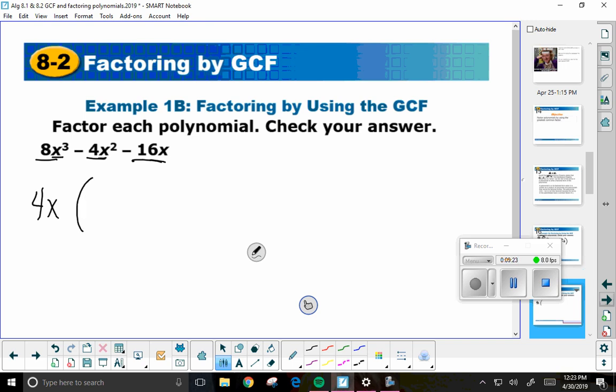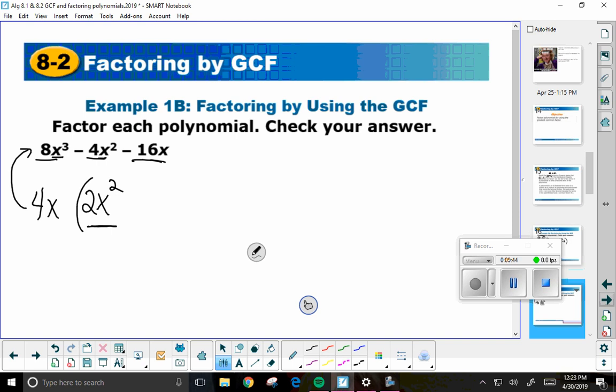So now, in this first place, what would I multiply 4x by to get 8x cubed? Well, 4 times 2 is 8. And then since I'm adding the exponents when I multiply, I need an x squared right here. And that's going to get me that first term.